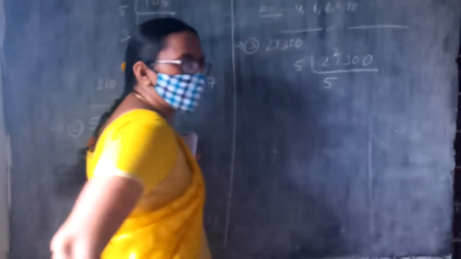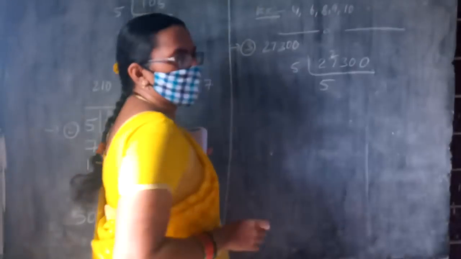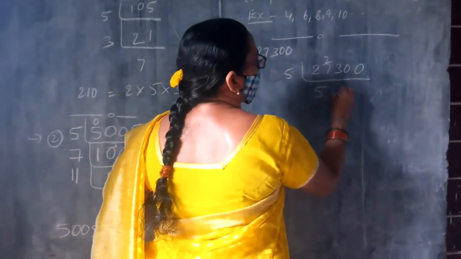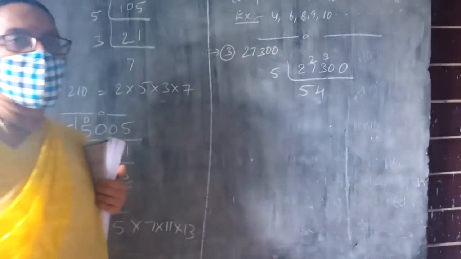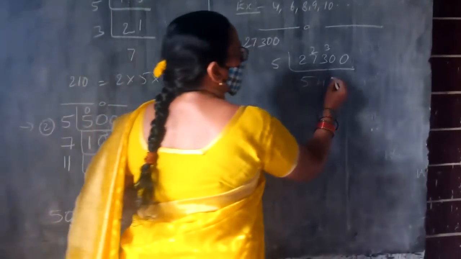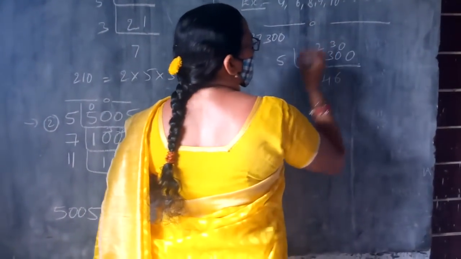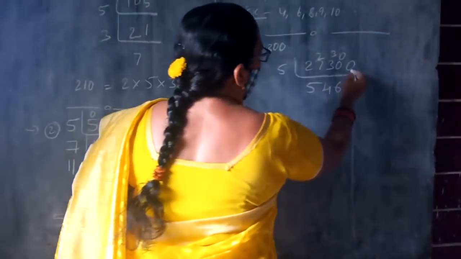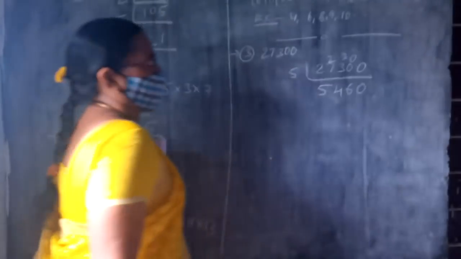2 means 20. 20 plus 3 is 23. How many times divisible? 4 times. What is the remainder? 3. 3 means 30, 30 plus 0 is 30. How many times divisible? 6 times. Here the remainder is 0. So here the value is 0. How many times divisible? 0 times.